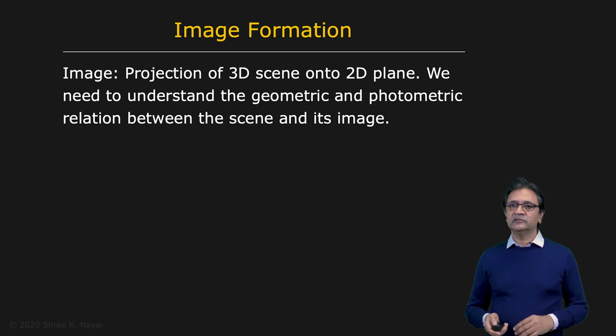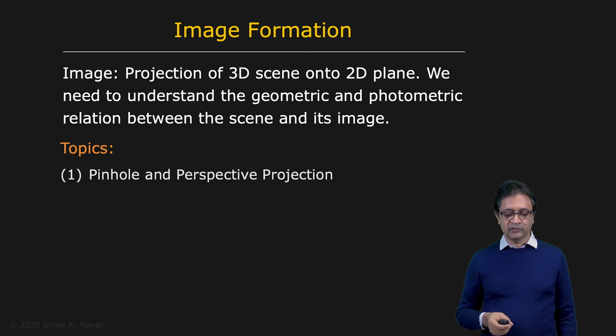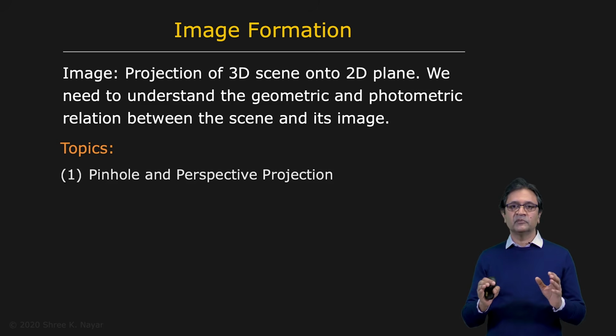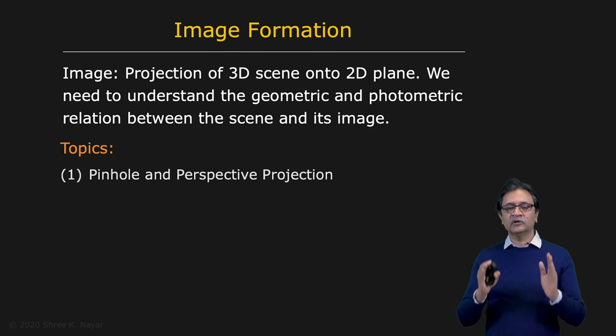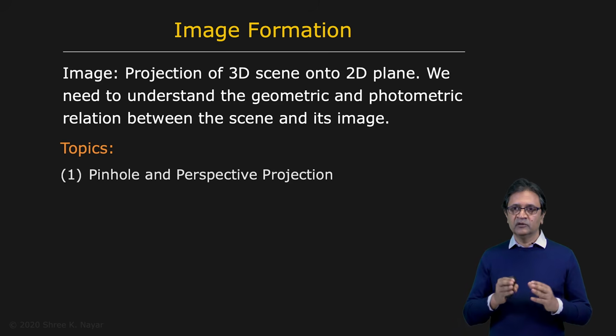So we're going to start with the concept of a pinhole camera. This is the simplest type of camera you can imagine. It has a very long history. The pinhole camera performs what's called perspective projection. This is one of the most important concepts in computer vision. We'll derive perspective projection and talk about some of the visual manifestations of perspective projection.